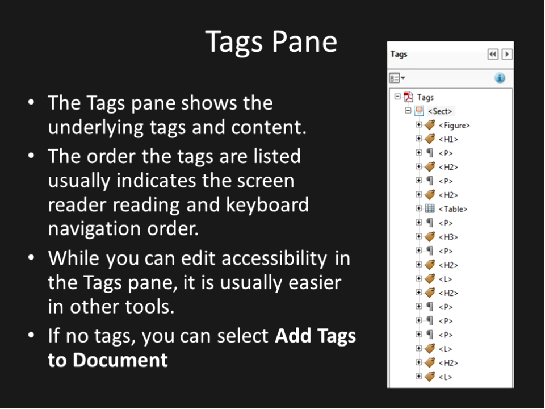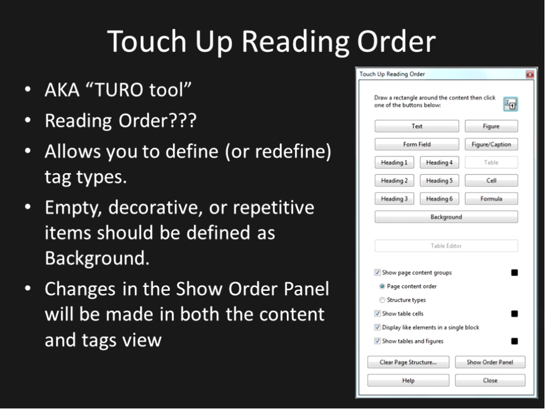Again, if you start with an accessible source document, say in Microsoft Word, and export correctly, the tags will be there by default, and things like alternative text, heading structure will be appropriate. They will already be reflected in the tags pane.